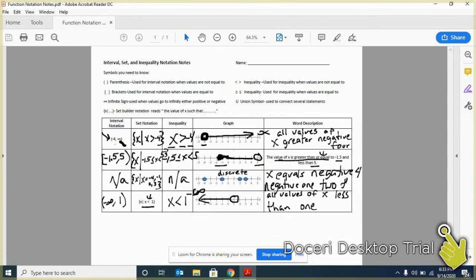Okay. So anyway, that's how you use the different notations. That's how you write the different ways. So just kind of a summary real quick: you have interval notation, you have set notation, inequality, you have graphs, and then of course you have word or verbal description. Okay, those are the 5 ways you need to know how to do this.